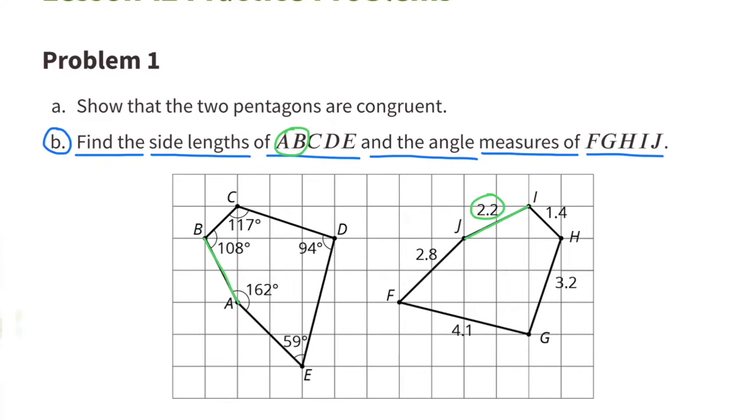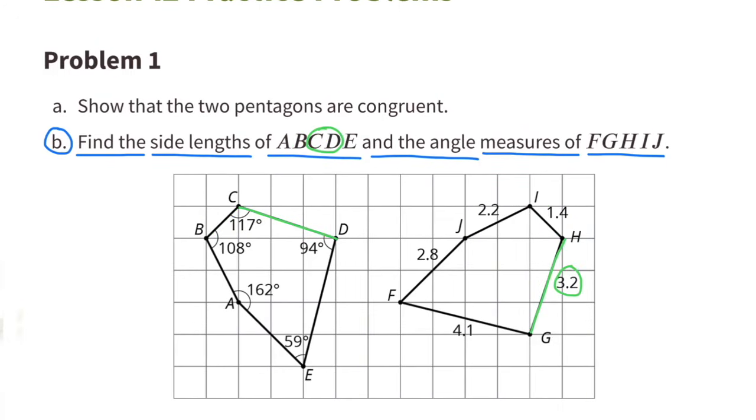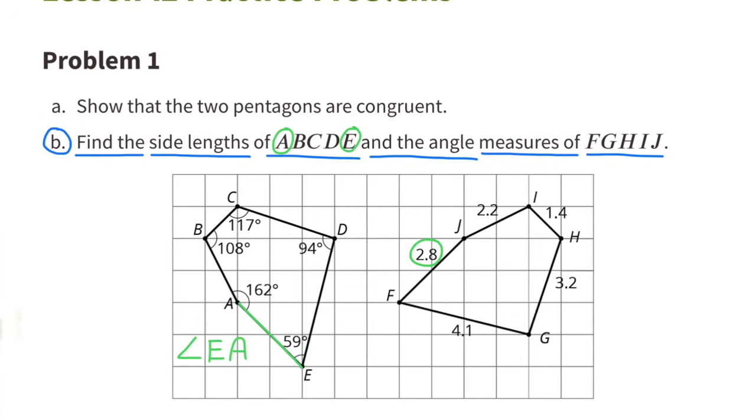The side length of AB is 2 2/10. BC is 1 4/10. CD is 3 2/10. DE is 4 1/10, and EA is 2 8/10.